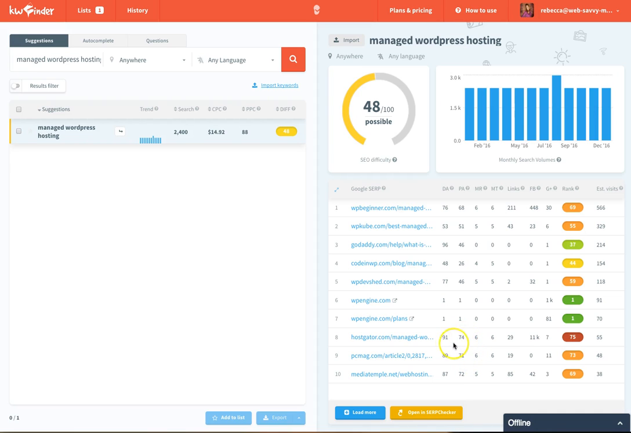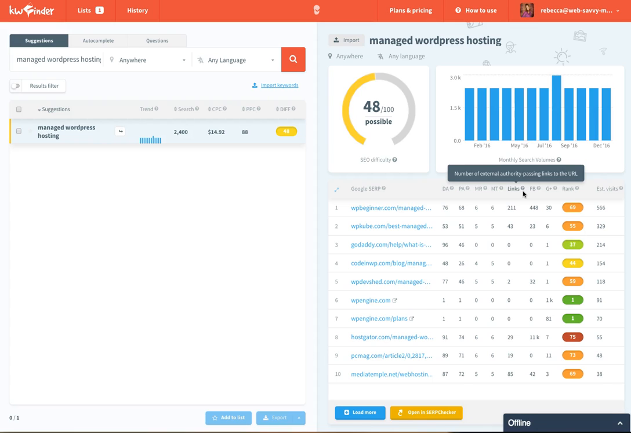Wait a minute. HostGator's got a 74 and PC Magazine's got a 71. Why would they not be ranking above them? Well, now we start to look at some other factors like the Moz rank and the Moz trust. So they start to come into play, as well as the links. What are the number of external links being passed over to this specific URL?